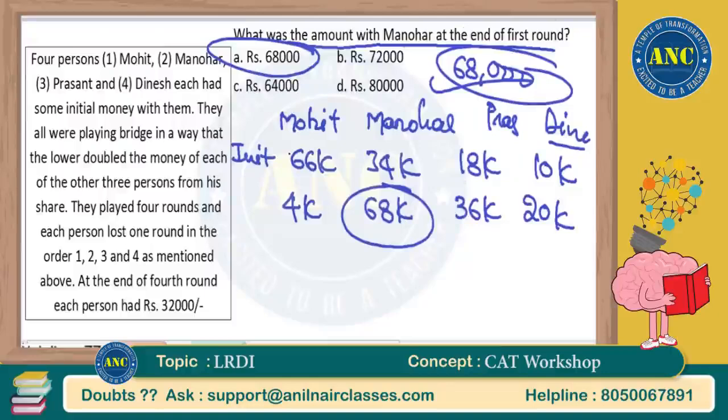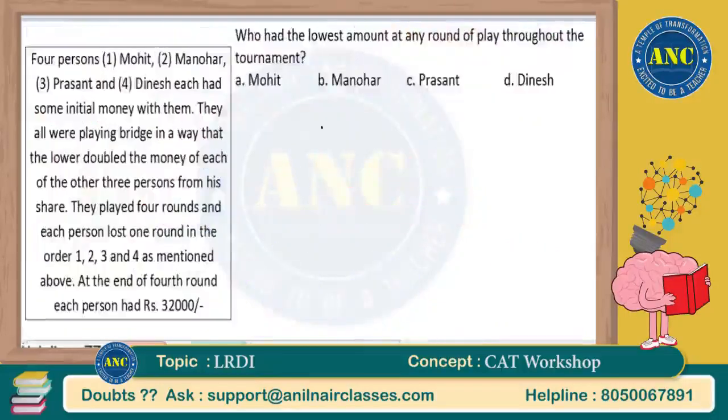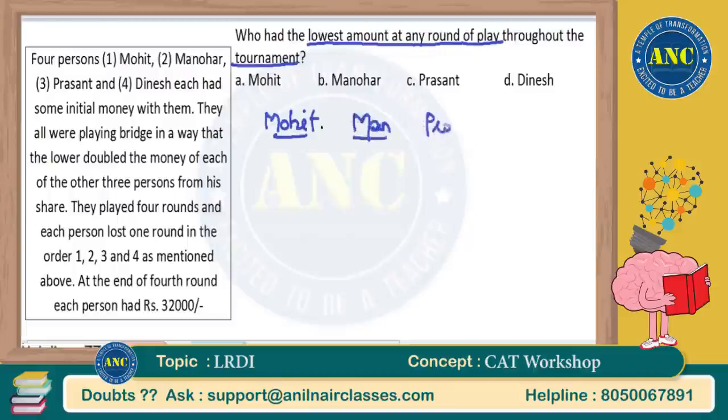Third question. Listen carefully. If I take the third question, what was the lowest amount at any round throughout the tournament? So 4 people are there. That is Mohit. Next is Manohar. Next is Prashant. And next is Dinesh.